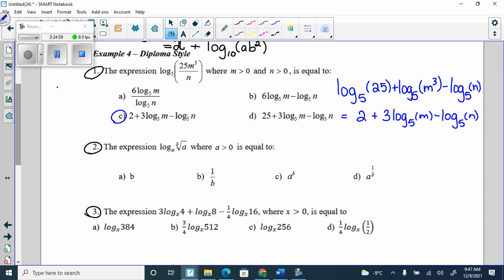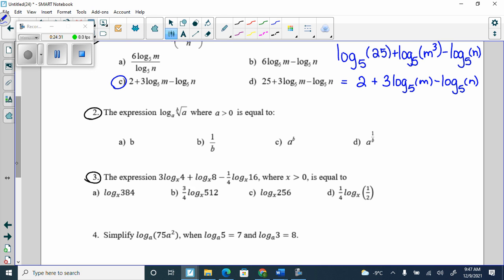So for 1, you should have gotten C. Log base 5 of 25. 5 to what power is 25? That's why I told you I put dots in between, or else you're going to make the 25 and the M cube join. I was trying to solve A, B, C, and D like the. That's true.